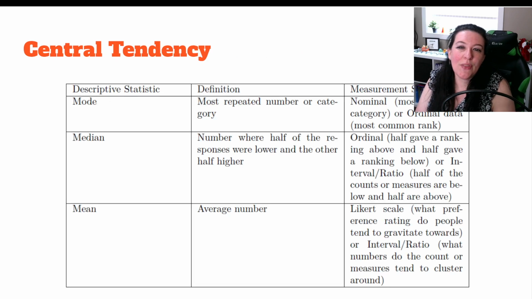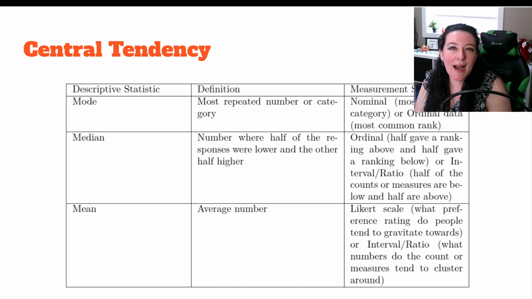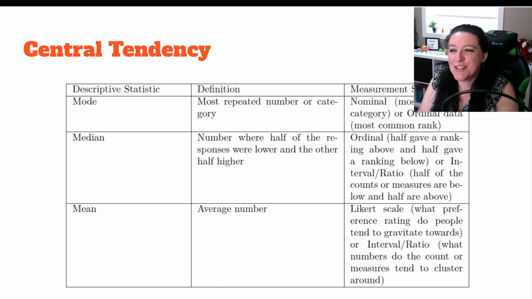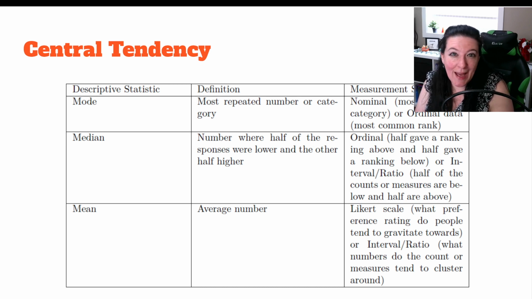So you already know that measures of central tendency include the mode, the most repeated number, the median, the number where half of the responses are above and below, and the mean, the average number. We want to make sure we recall from many stats courses you've taken that the mode is used when you have nominal, so categories, right? What's the most common category? Or we can use it with ordinal data. What's the most common rank?